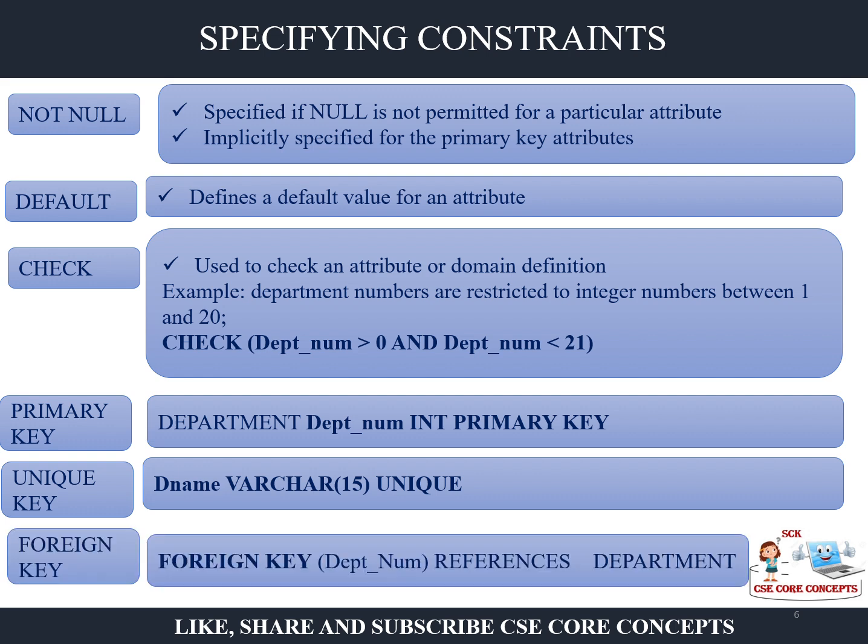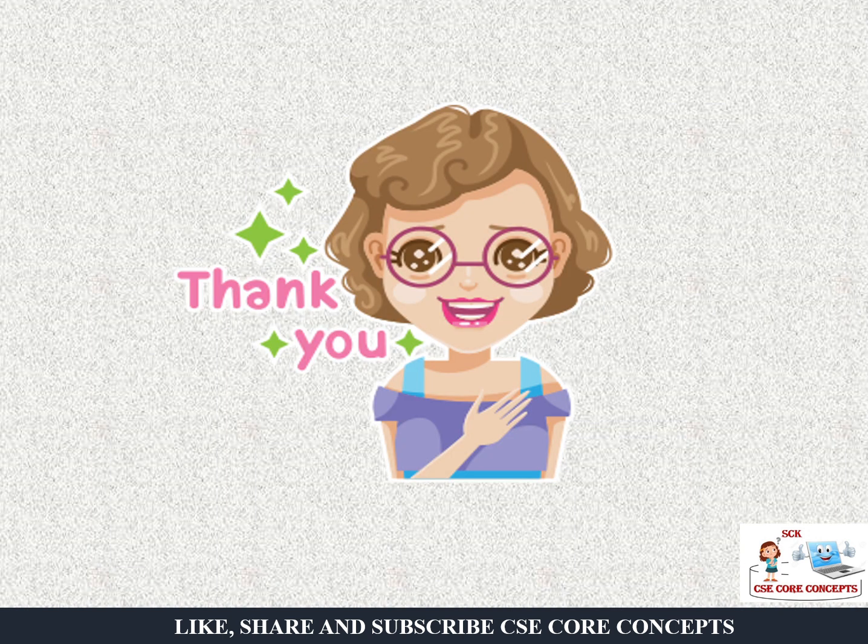Then comes your foreign key, which we have already studied: the primary key of one table can act as a foreign key in another table to establish a relationship. So you will define foreign key department number. It is referencing, and you have to mention which table it is referencing, that is, which table's primary key it is. So references department. So this is all about your data types and constraints on the attributes.